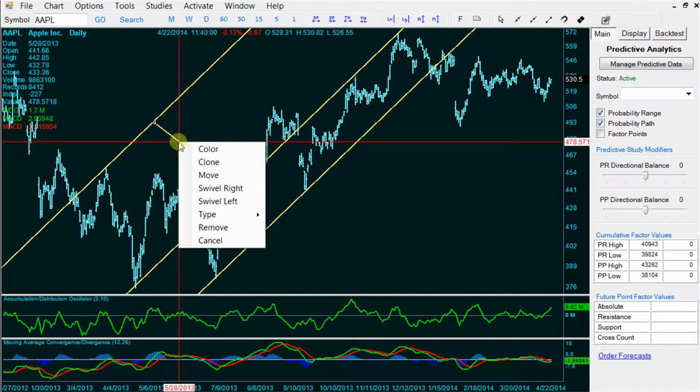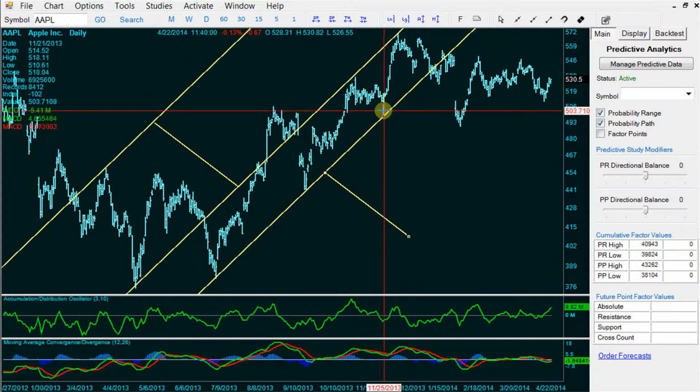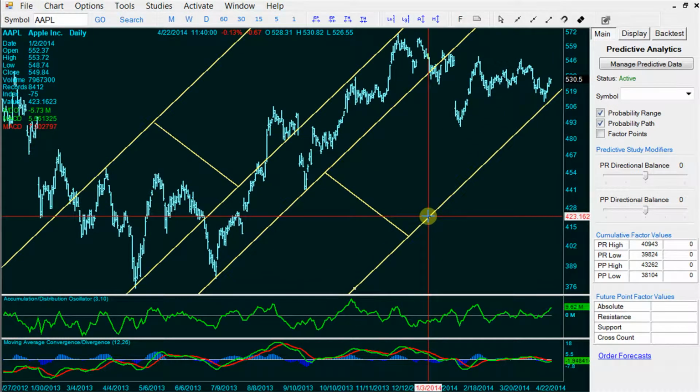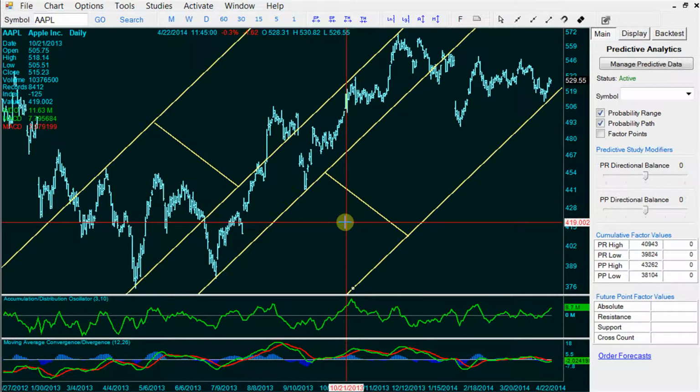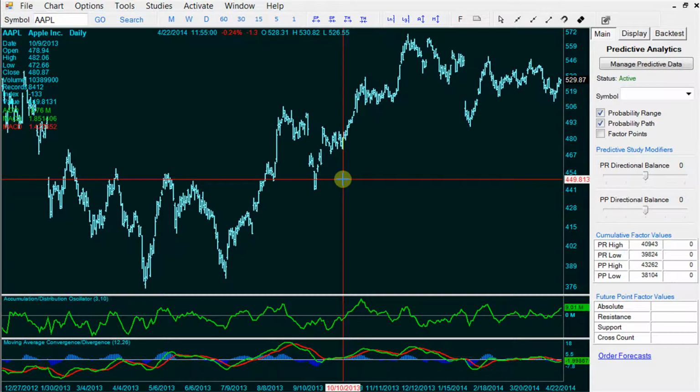And now I'm going to move it over to the other side. And now I'm going to clone. Now that we've done that, you can see that there's a clear relationship between the two lines on each side of our channel. You can find this type of symmetry relationships if you apply different intervals as well.